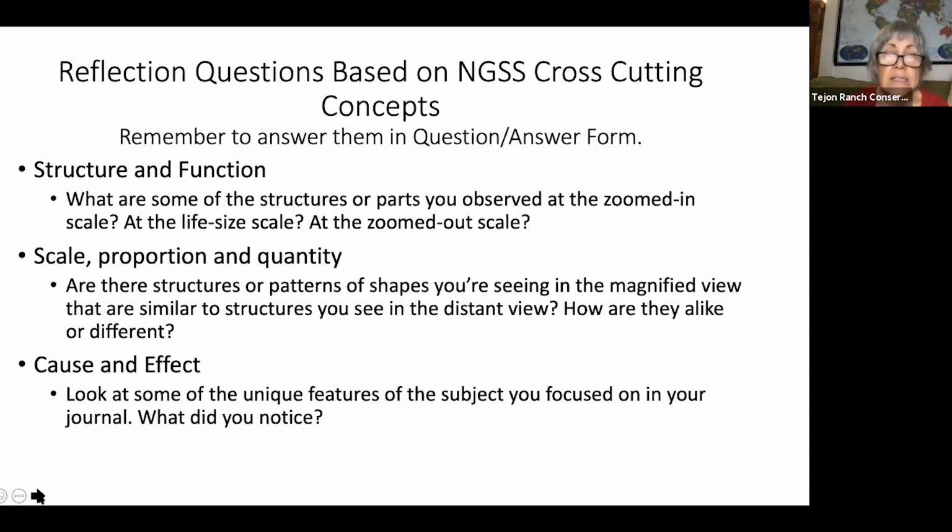Now, if you're not seeing shapes that are the same in the magnified and the distant view, how are they different? So you can't just say, no, I didn't see any that were the same. You have to say, well, then what was different? And then the last one, cause and effect. Look at some of the unique features of the subject that you focused on in your journal. What did you notice?